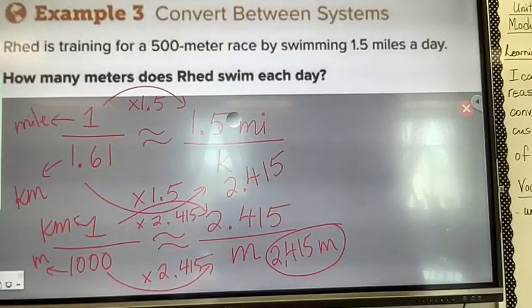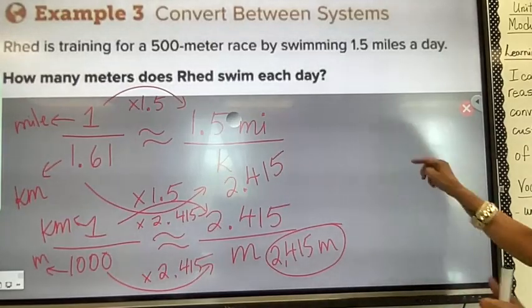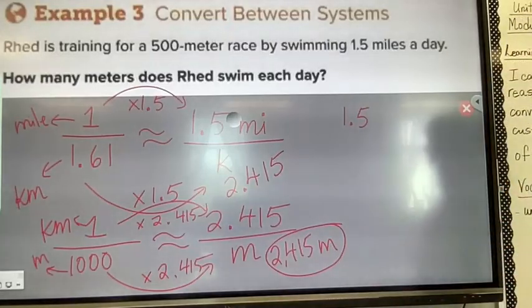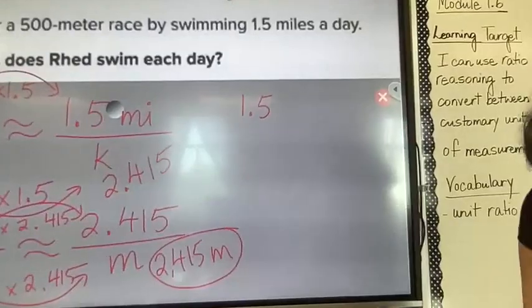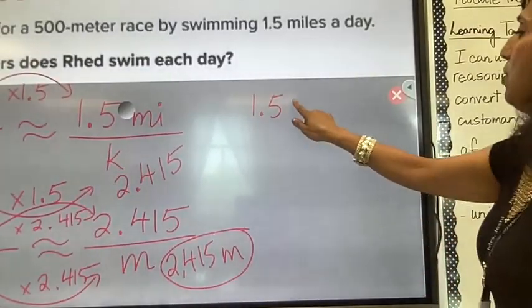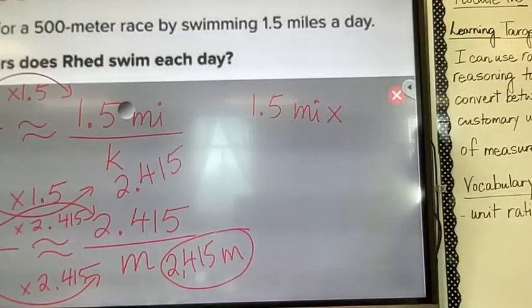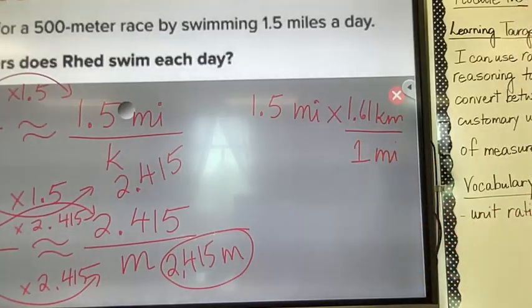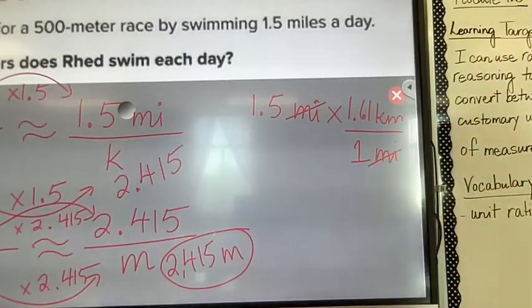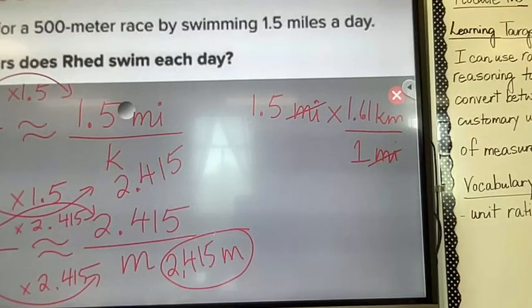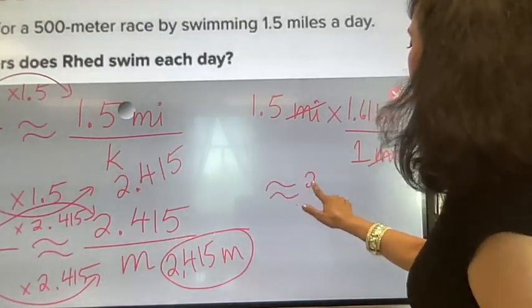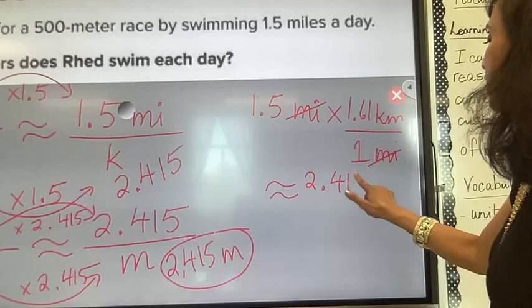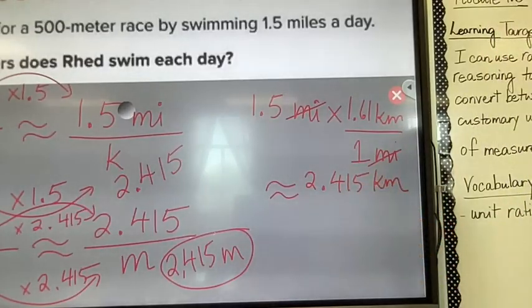So this is one way to do it, and then you can do dimensional analysis. We are starting with 1 5/10 miles, which is equal to 1 5/10 miles times 1.61 kilometers is equal to 1 mile. That's how I begin. Then the mile and mile simplify out, and I get 1.5 times 1.61, and so I get approximately 2.415 kilometers.